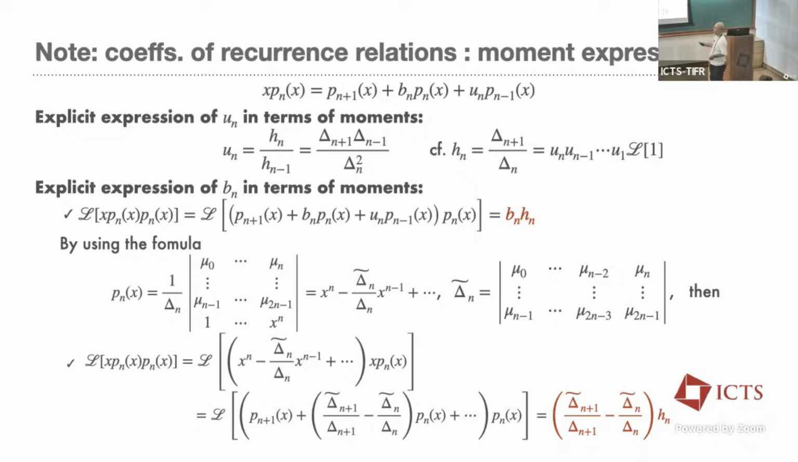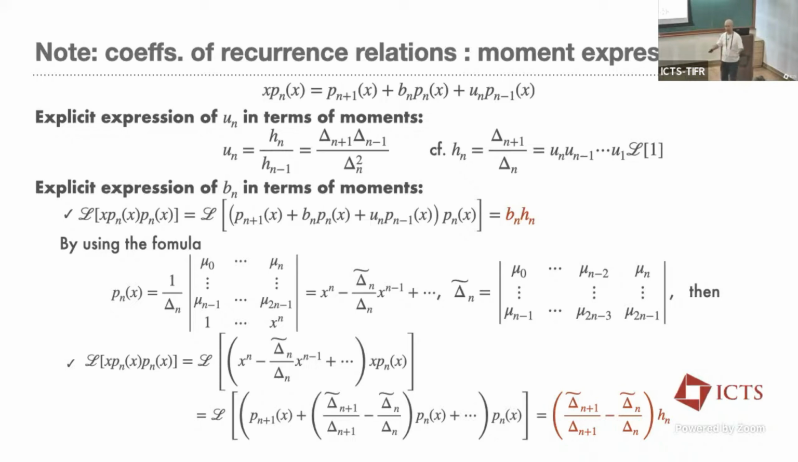So we have a three-term recurrence relation. Here, Bn and Un we also want to express in terms of moments. So here is the Hn. Already we know that Un can be written as a ratio of Hn, and Hn can also be written as a ratio of Hankel determinants.